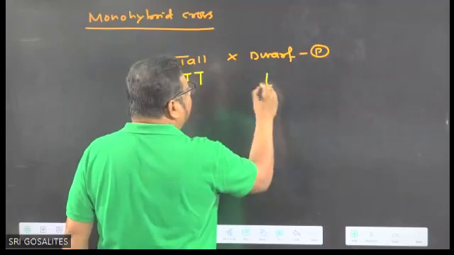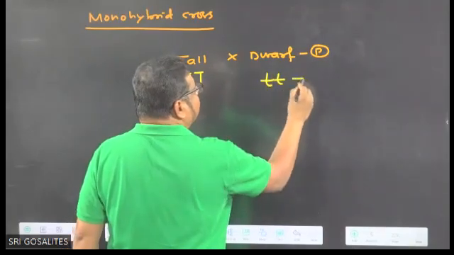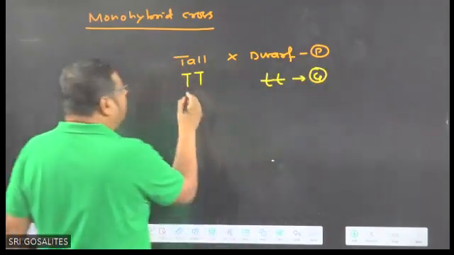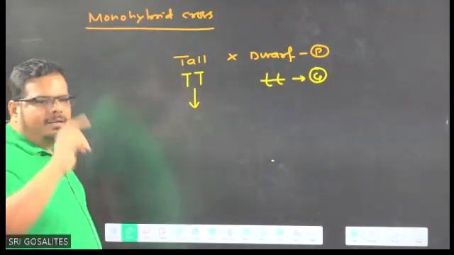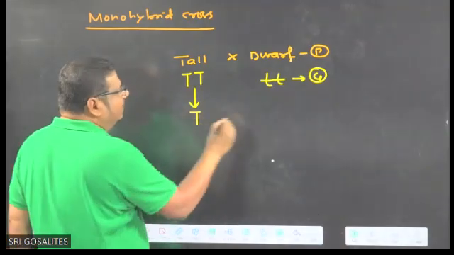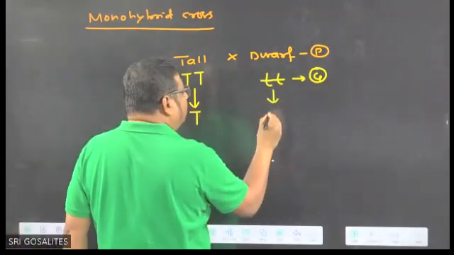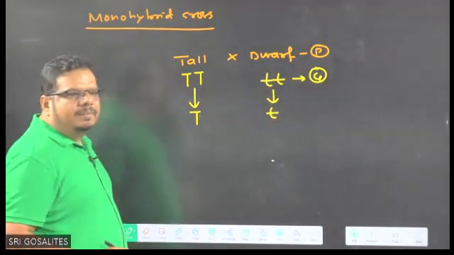Here we should write what? Small t, small t. This is the genotype. What will the gamete produce? Out of two capital T, how many capital T come in the gamete? One capital T will come in the gamete. Out of two small t, how many will come in the gamete? One will come in the gamete.